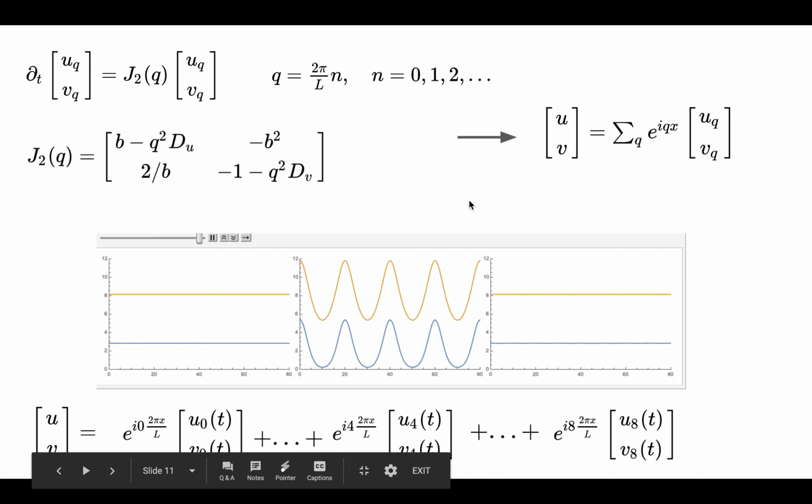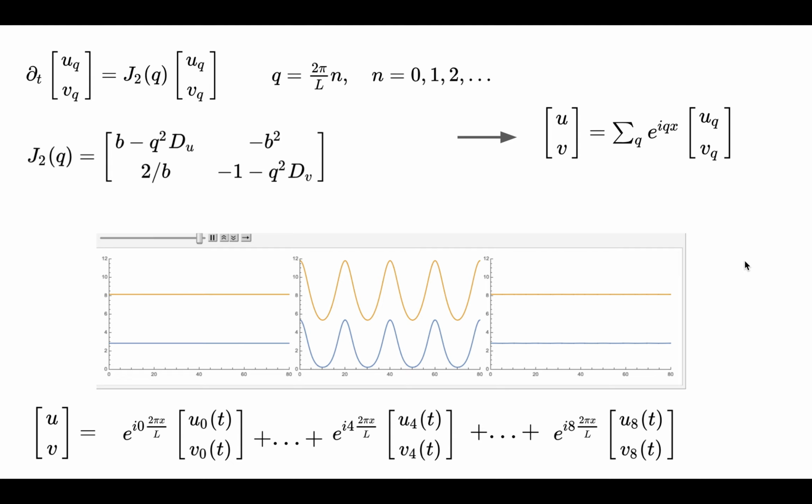And as you can see here, u and v are a combination of different modes, and not all of the modes behave the same. For the zeroth mode and the eighth mode, it decays to nothing, as we've seen. For the fourth mode, it actually grows into a periodic pattern. Now, as we did in the linear differential equation analysis, we extracted the two eigenvalues. The eigenvalues are the ones determining whether a function is going to blow up or decay into nothing.